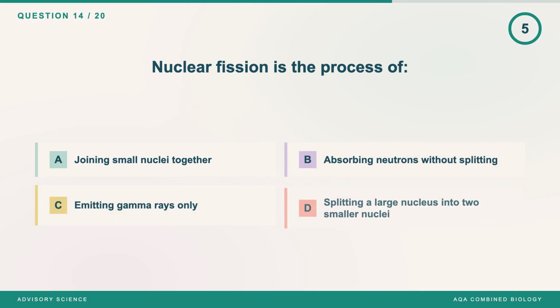Question 14. Nuclear fission is the process of Option A, joining small nuclei together. Option B, absorbing neutrons without splitting. Option C, emitting gamma rays only. Option D, splitting a large nucleus into 2 smaller nuclei. What is your answer?